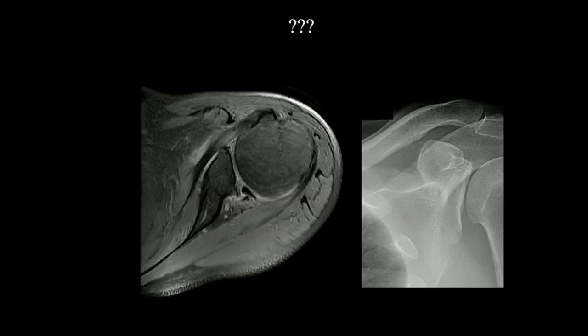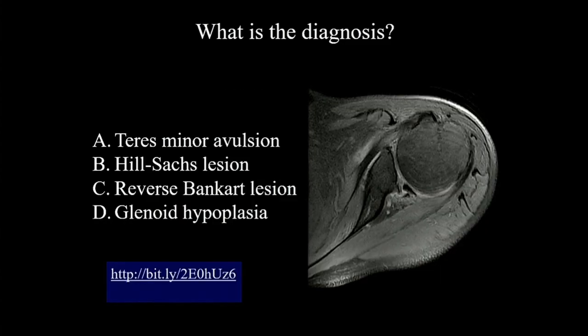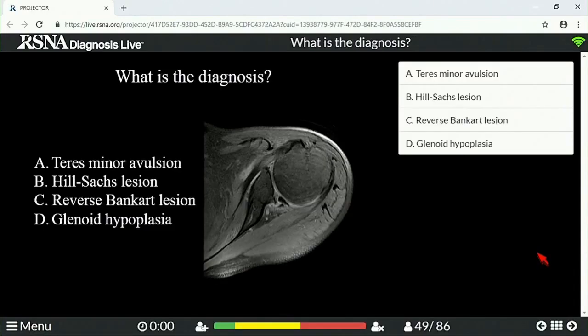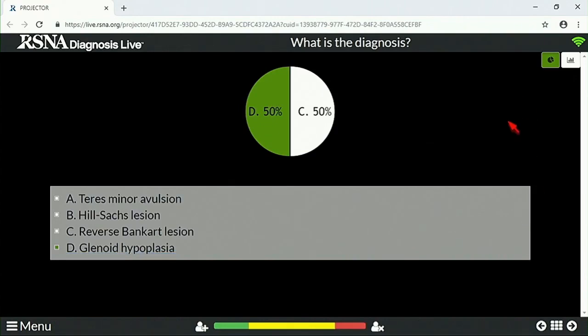How about if I give you an axial MR to correlate with that, right through the glenohumeral joint. What do you think the diagnosis is? Is it a teres minor avulsion, Hill-Sachs lesion, reverse Bankart, or are we dealing with glenoid hypoplasia? Okay, so place your votes. Great, about 50-50. It's difficult, but glenoid hypoplasia is the finding.